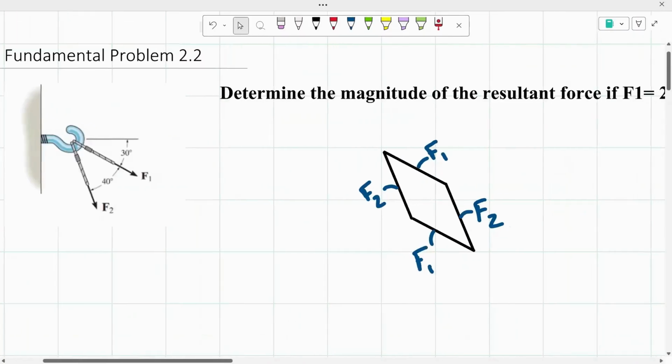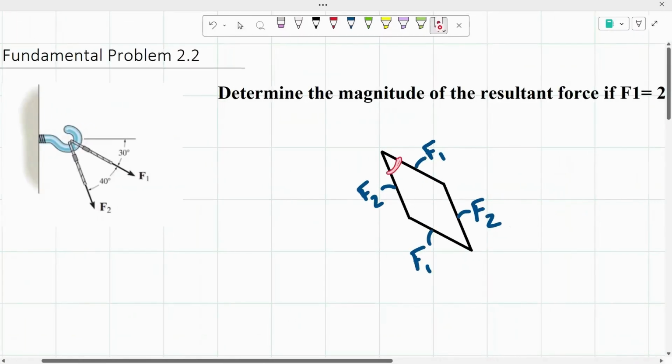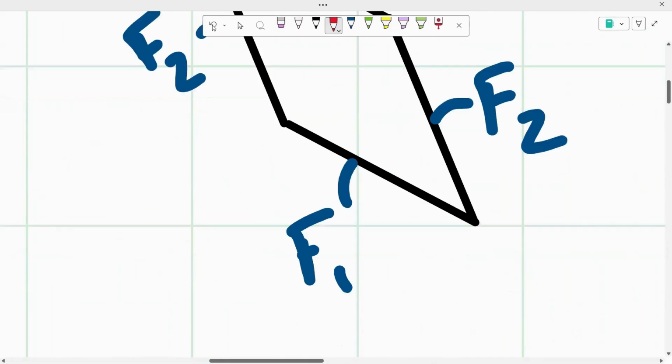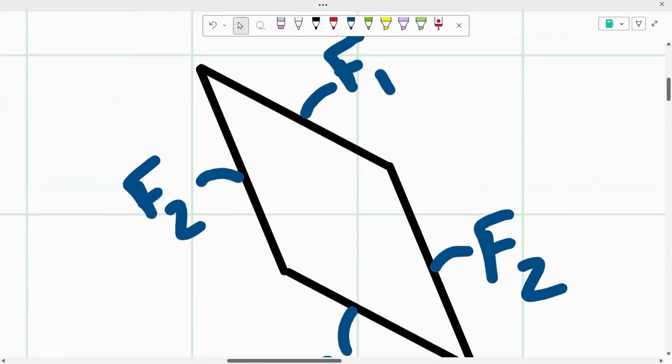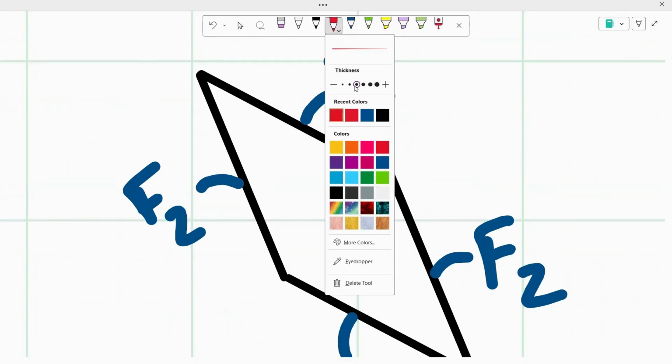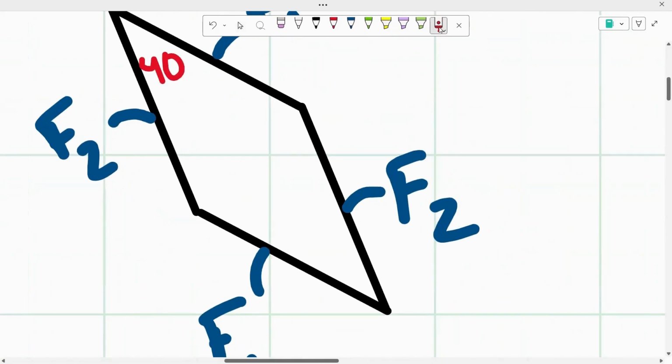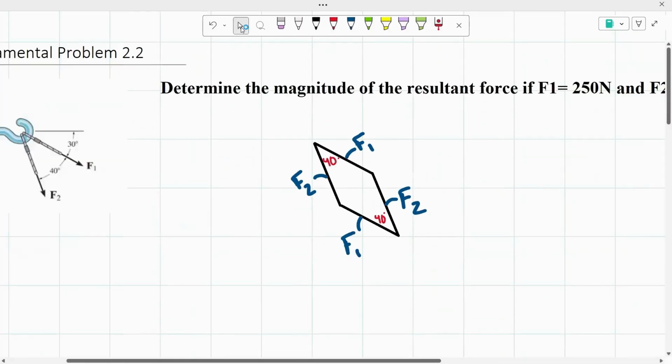Okay, from here, we know that this angle right here is an angle of 40 degrees. So we could label that right here. And since that angle is 40 degrees, we know that this angle right here is also 40 degrees. From there, the only thing that's missing are these two angles, which we know are going to be the same.